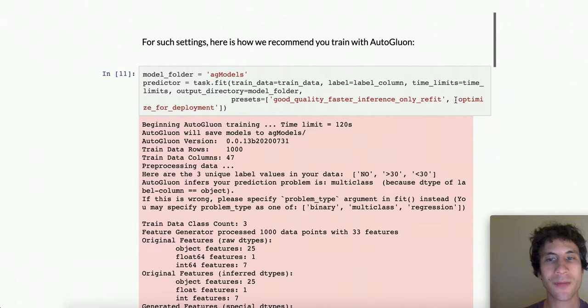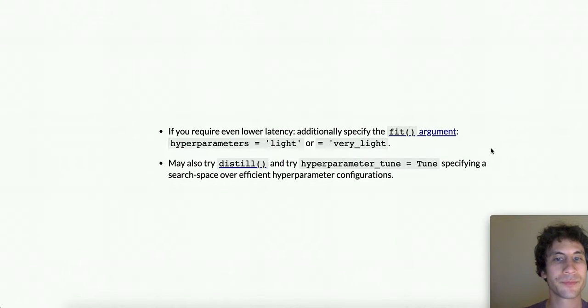Finally, we also specify another preset, optimize for deployment. This deletes any additional files that are not needed in the final predictor. For example, other models AutoGluon might have trained that are no longer being used, and other auxiliary training files that you just no longer need, so that the resulting file that contains the predictor object is as small as possible and you can deploy it on some limited hardware.